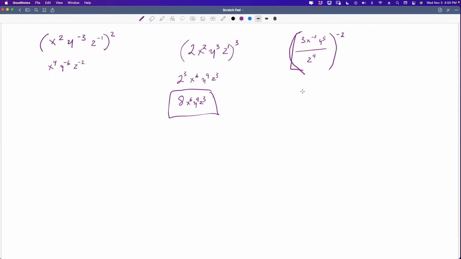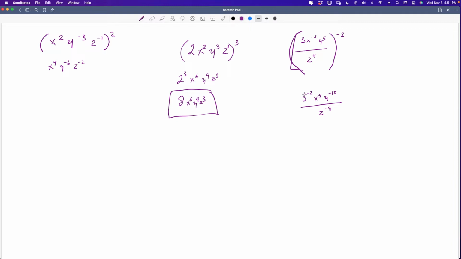You just do the same thing you've been doing. The negative stays with the exponent. So we say 3 to the negative 2. Negative 2 times negative 2 is a positive 4. So that becomes x to the 4. y to the 5 becomes y to the negative 10. All over z to the 4 becomes z to the negative 8. Do we see that? Now we have to solve the whole number.